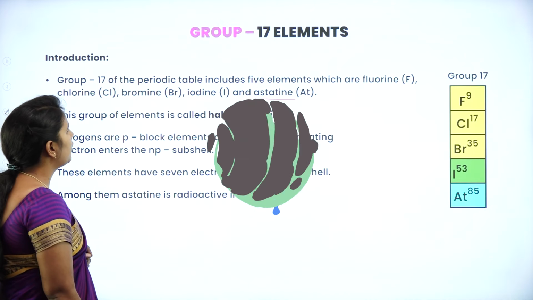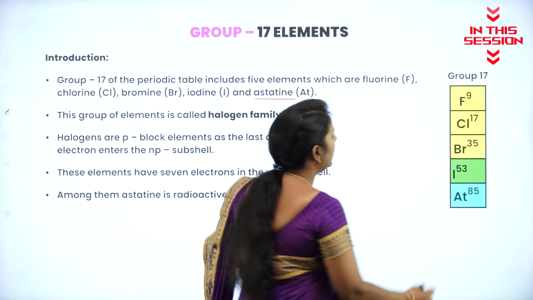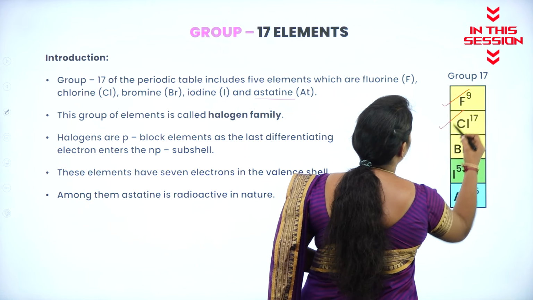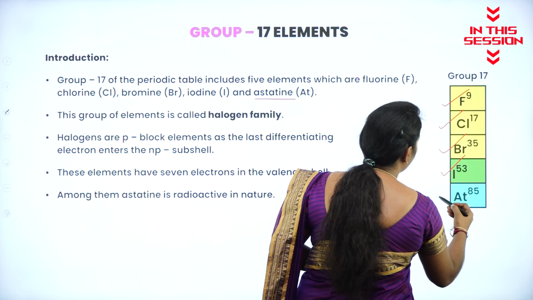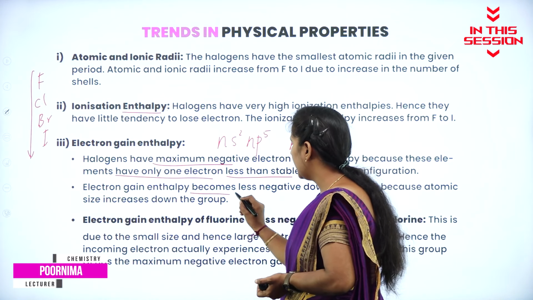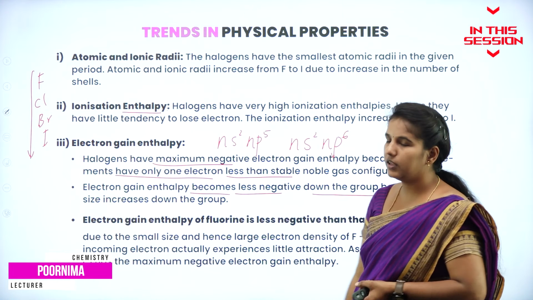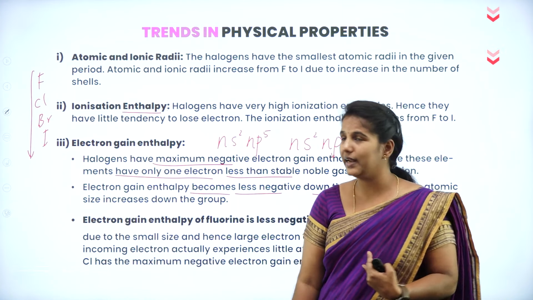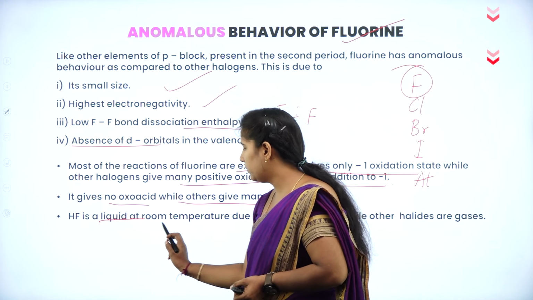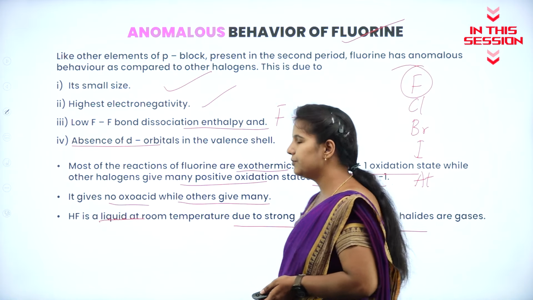So the group 17 of the periodic table that include the 5 elements you can see here, that is fluorine, chlorine, bromine, iodine and astatine. The electron gain enthalpy will become less and less negative down the group because of the increase in atomic radii. Hydrogen fluoride is a liquid at room temperature due to the strong bonding, while the other halides are usually gases.